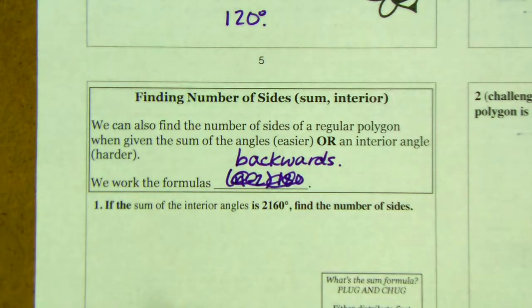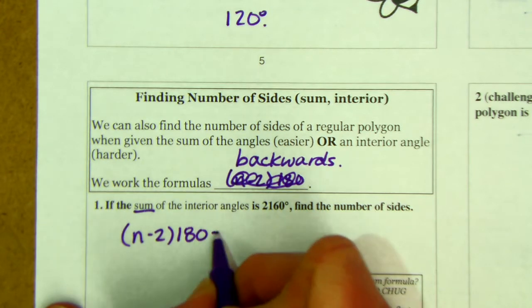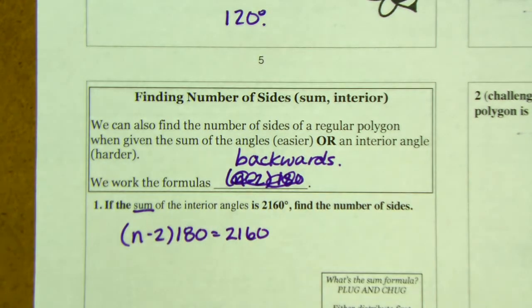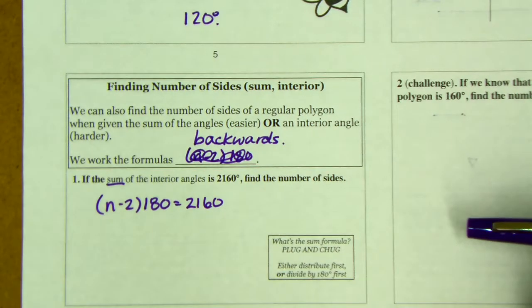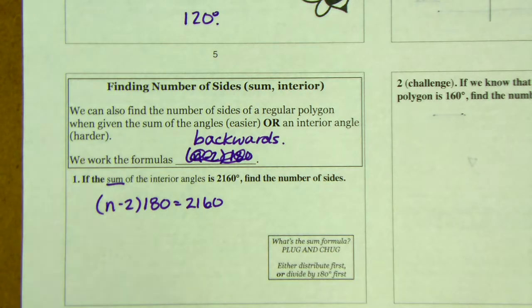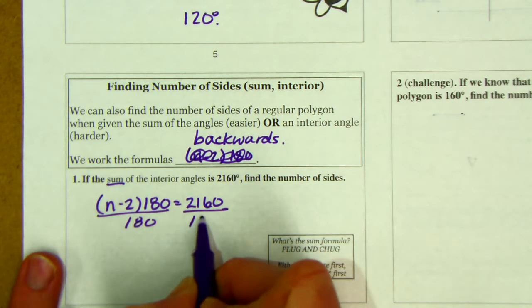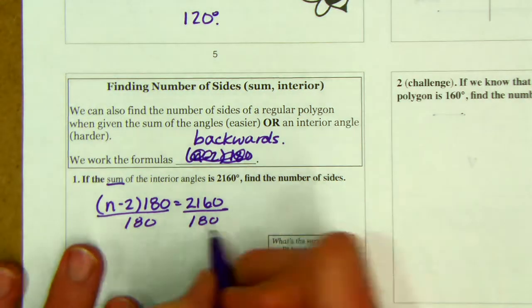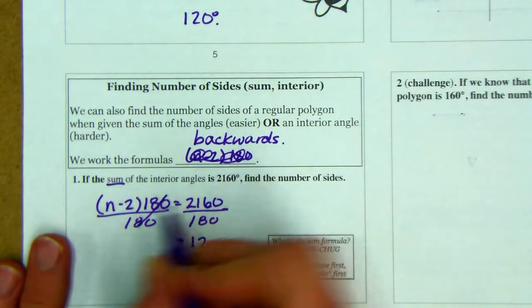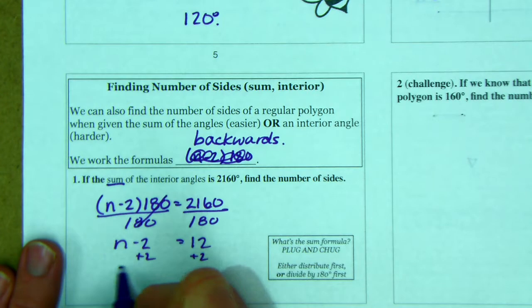So if the sum of the interior angles, that is n minus 2 times 180 degrees, is 2160, we are going to work backwards. I'm going to show you two ways to do this. The first way is, in my opinion, the easiest way. Think about the last thing we do. If we do it backwards, we're going to divide by 180. So 2160 divided by 180 is 12. So n minus 2 is 12. So the last step would be to add 2, working it backwards.